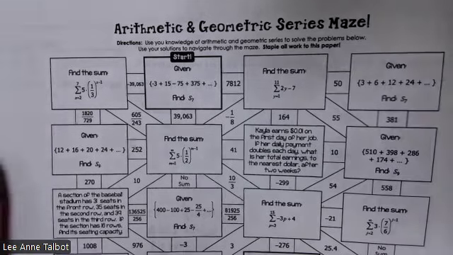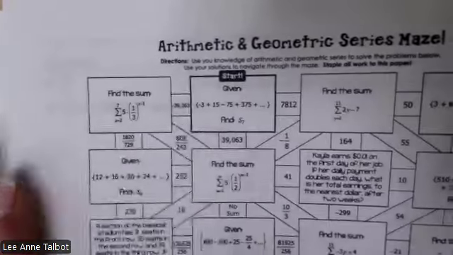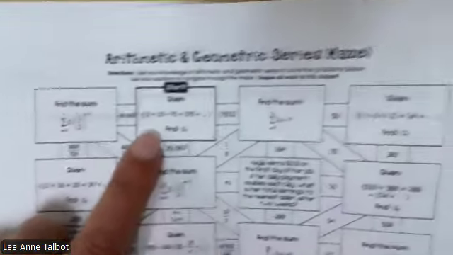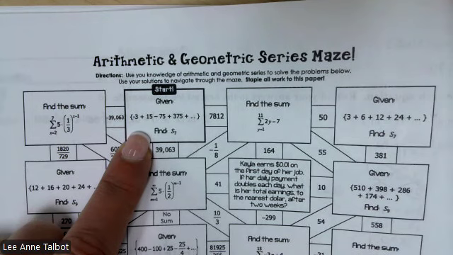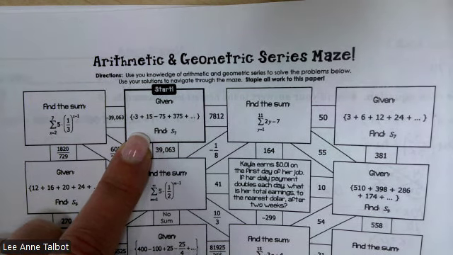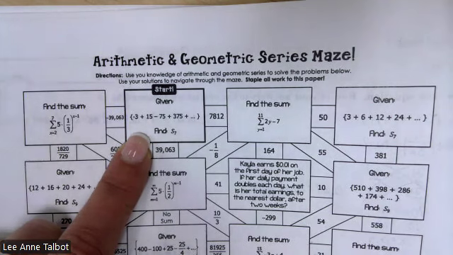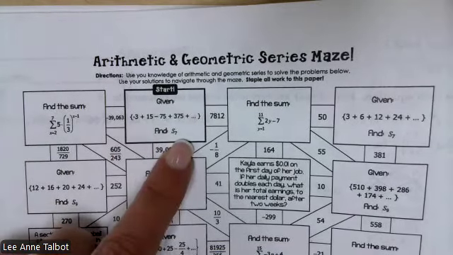So find the start of the maze. It's right here. And I'm going to ask you some questions. This particular series, is it arithmetic or geometric? Geometric. And is it finite or infinite geometric? Finite, because it's asking you to add up to 7 terms.